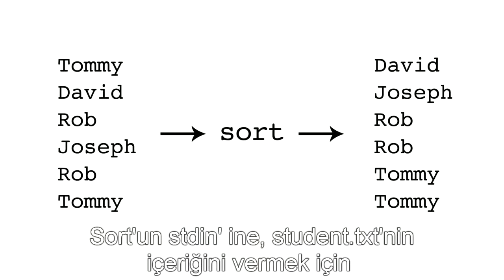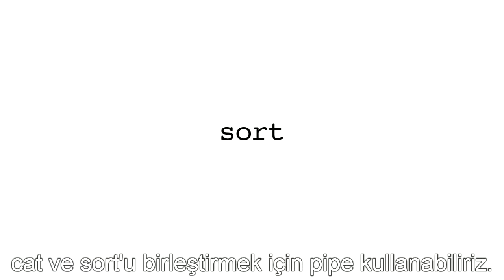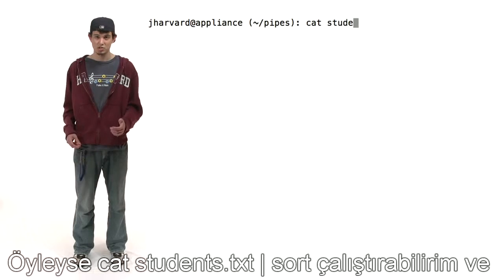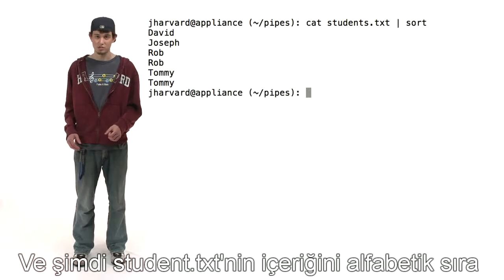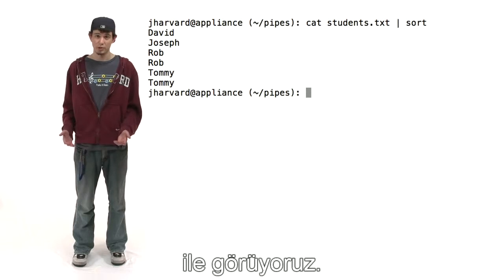In order to supply the contents of students.txt to sort's standard in, we could use a pipe to combine cat and sort. So I can execute cat students.txt | sort and press enter. And now we see the contents of students.txt in alphabetical order.